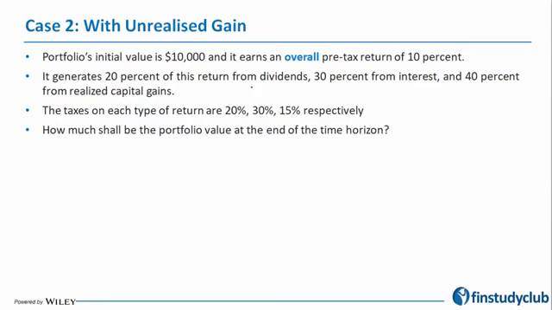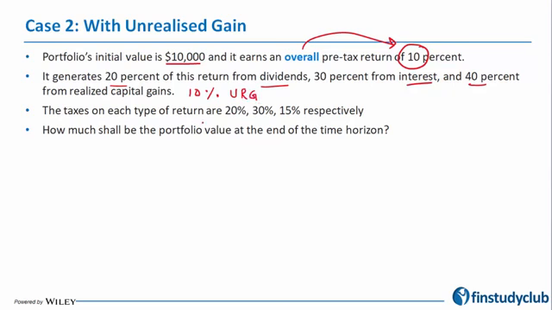The case is pretty similar. The overall return remains 10%. 10,000 was the portfolio value. The average is 10%. The point now this time is that 20% of this return comes from dividend, 30% of the return comes from interest, pretty similar to last time, and not 50 but 40% comes from realized capital gain, which tells me that 10% must be coming from some other source, and we have mentioned all other sources. What we are left with is the unrealized gain this time.